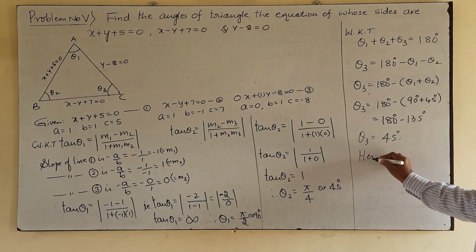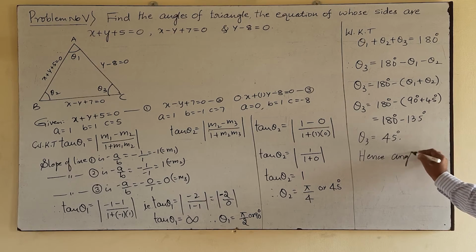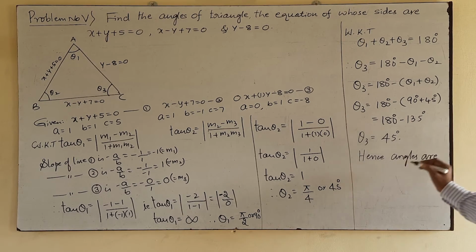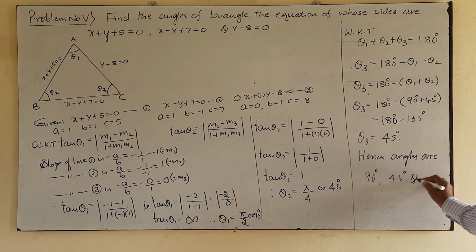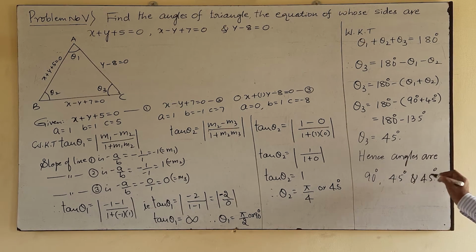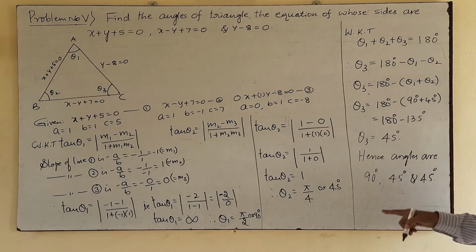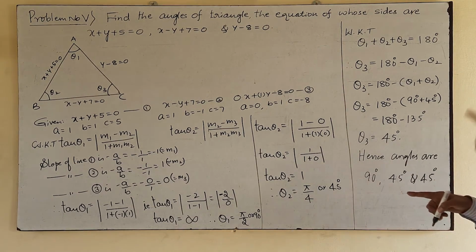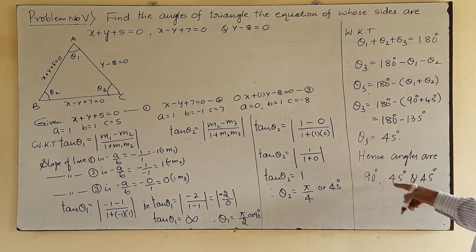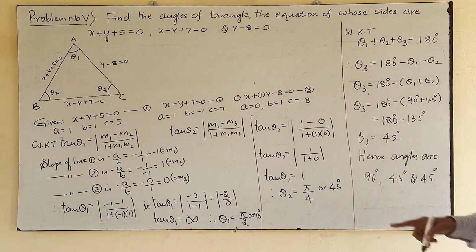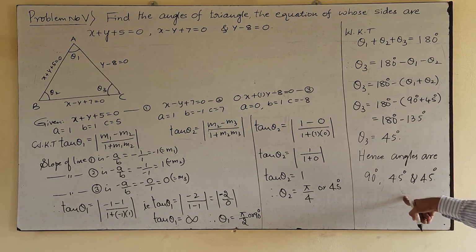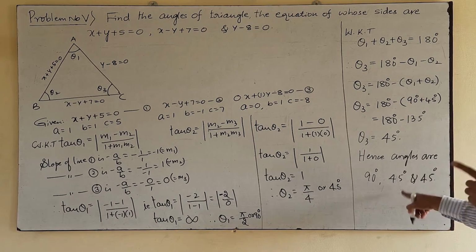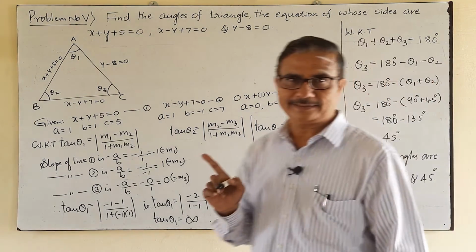Hence, the three angles are 90 degrees, 45 degrees and 45 degrees. So when we observe these angles, it must be a right angle triangle, a right angled isosceles triangle. We simply drew one triangle, but when we find out the angles, which triangle does it become? It is a right angled isosceles triangle.